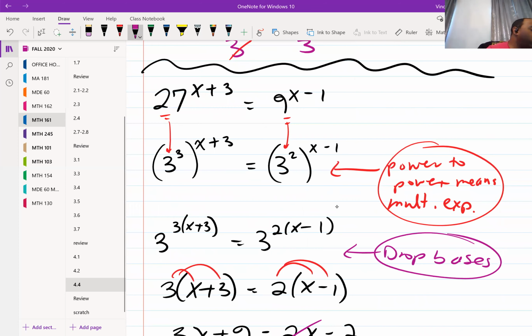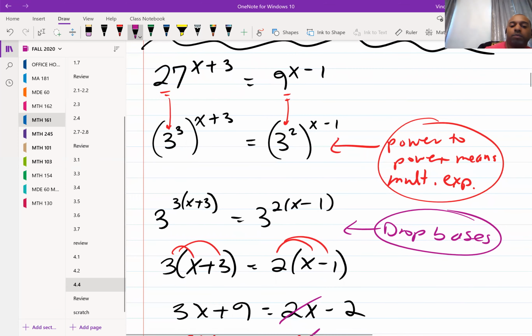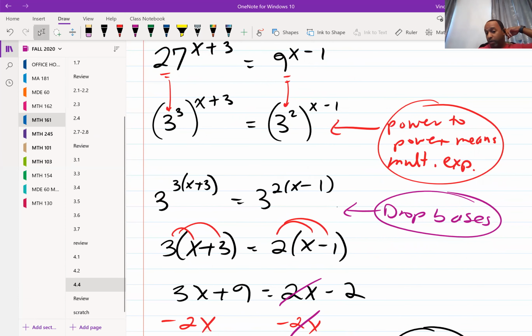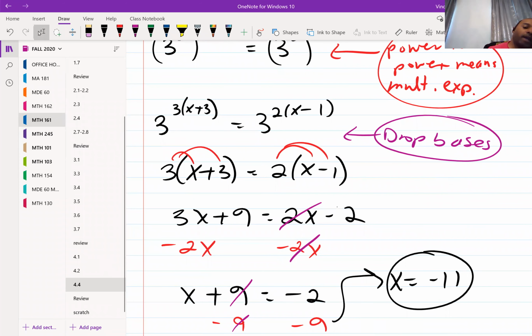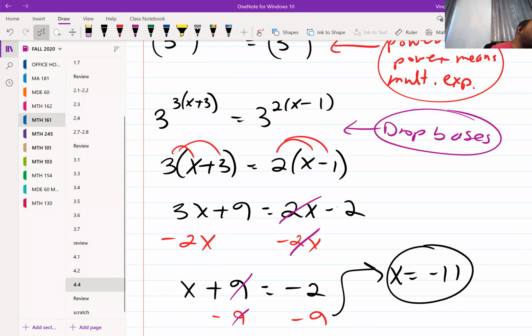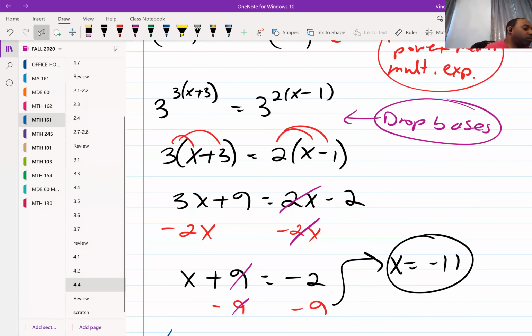And you just solve your linear equation as you normally would. Distribute 3, distribute 2. 3x plus 9 equal to 2x minus 2. Get all of your terms with x on one side, all of your terms without x on the other. So you'll subtract 2x from both sides: x plus 9 equal to negative 2. Subtract 9 from both sides, and x will be equal to negative 11. All right, questions? Any questions?